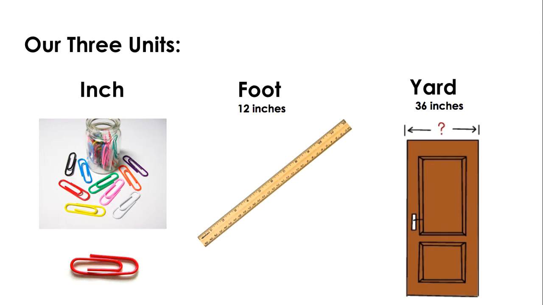I want you to think about the width of your door. So the width is from left to right, horizontal, across. The average door is about 3 feet, 36 inches, or 1 yard. When we're estimating the length of things, we're going to think about a small paper clip, the normal size ruler, and the width of a door.